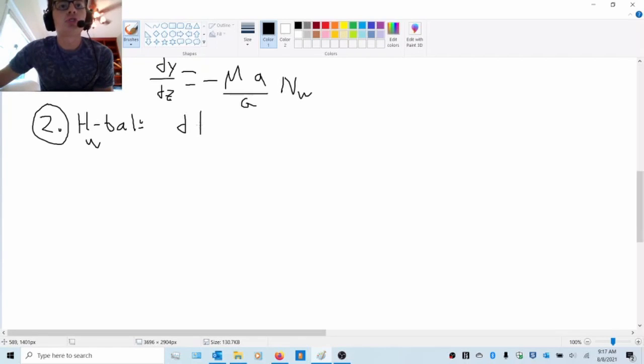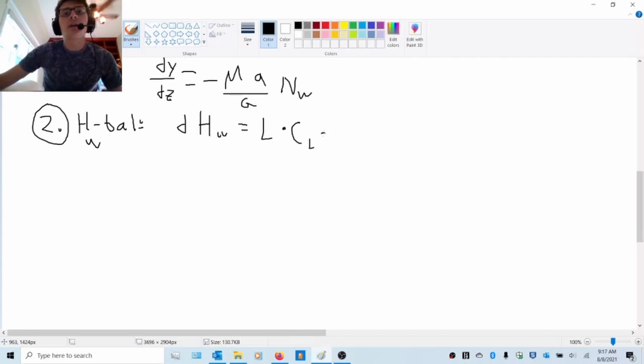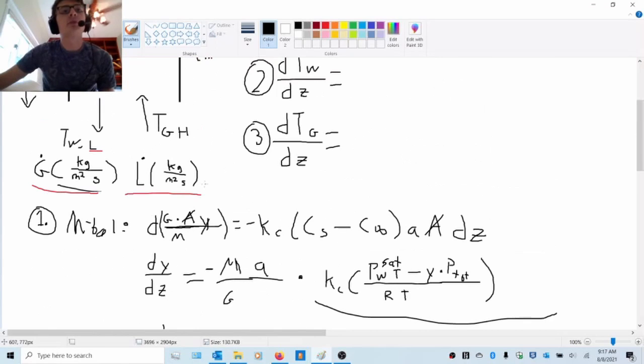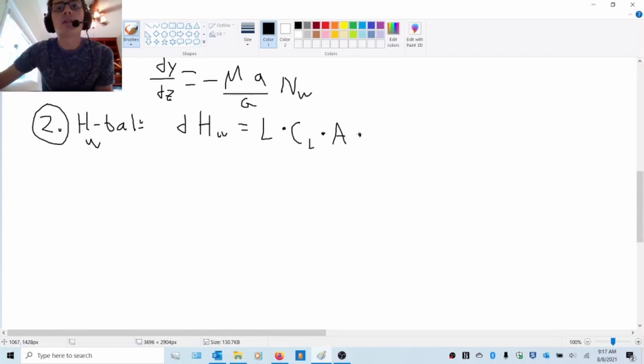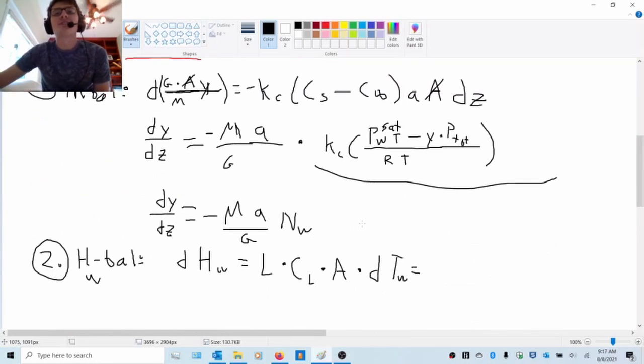So we have this HBAL of water, and what are we going to do? Well, we'll say that the change in enthalpy of water is going to be equivalent to the liquid flow rate, because water is the liquid, times the specific heat of the liquid or water. And remember, this is how we get enthalpy. We used something similar in the last problem. Now we're going to have to multiply that by the area, right? Because this liquid flow rate is given to us per meter squared. We just want kilograms per second. And then we're going to need to multiply that by a change in temperature, the temperature of water. That's what we're going for.